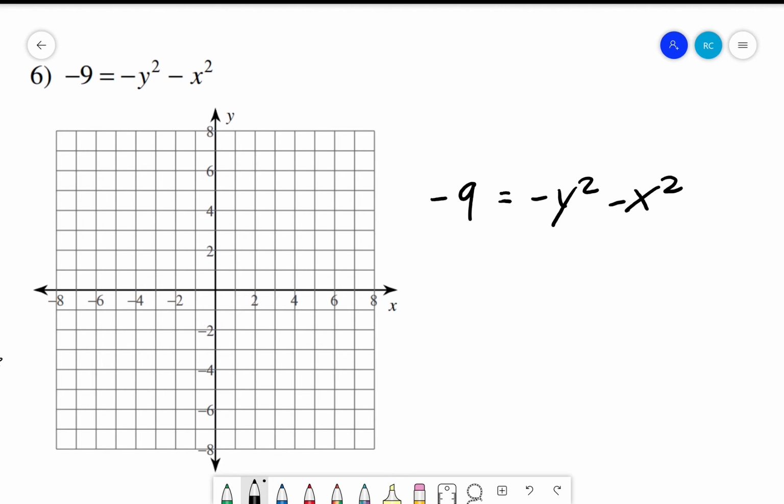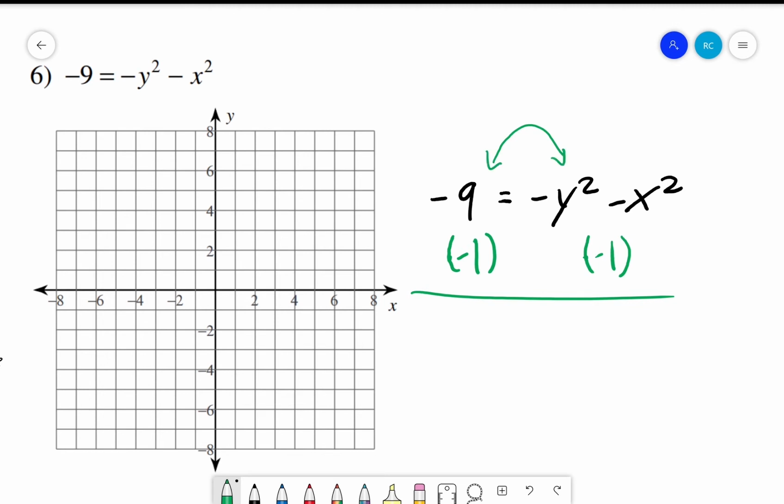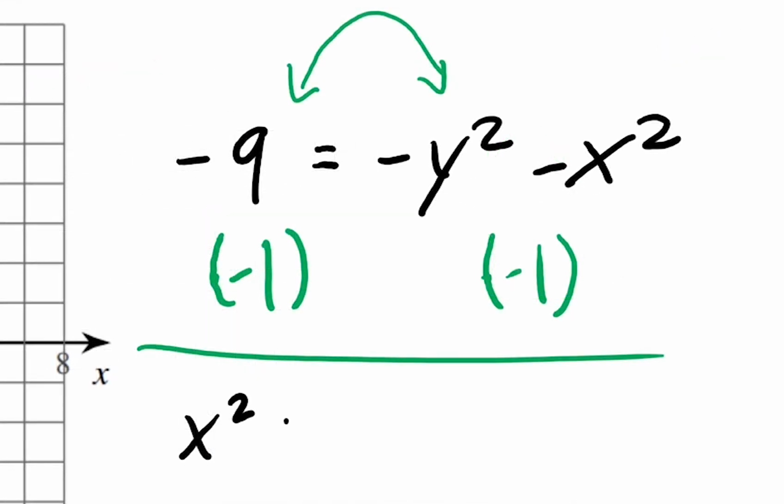Well, I don't like all these negatives flying around. I really prefer positive numbers where I can manage them. So I'm going to go ahead and multiply each side of the equation by negative 1. And while I'm at it, I'm going to go ahead and flip-flop their order as well. It's an equal sign, I'm allowed to do that. And with that, we are in standard form. That was it for that one.